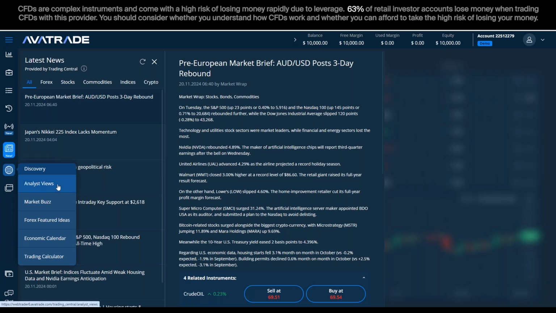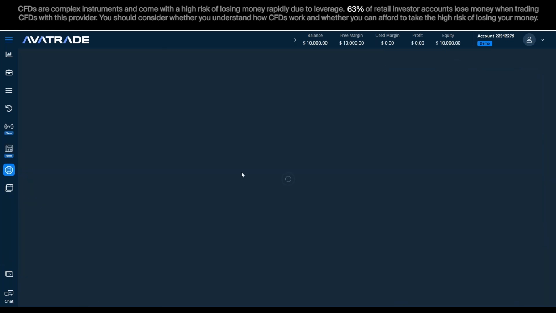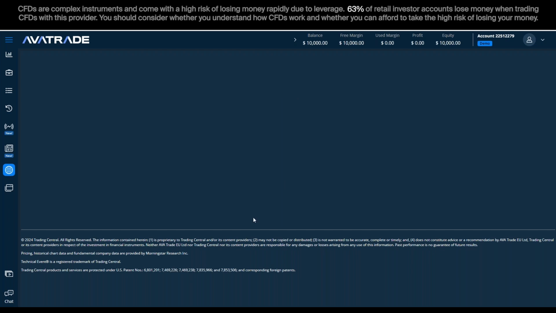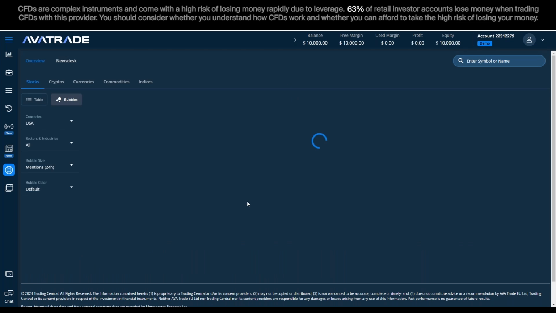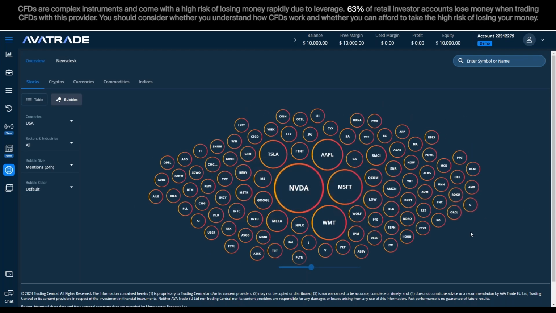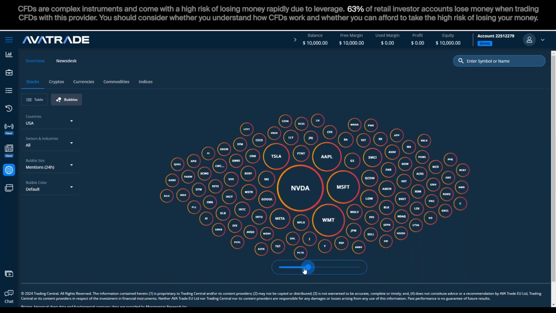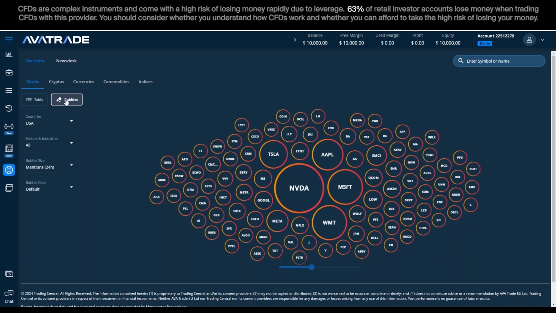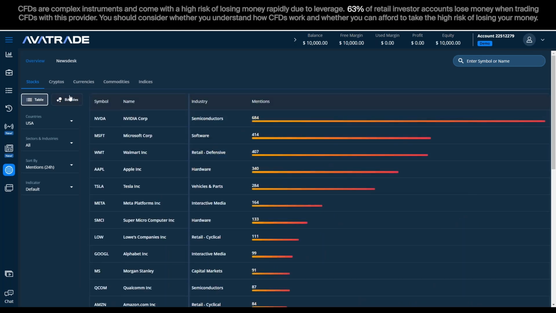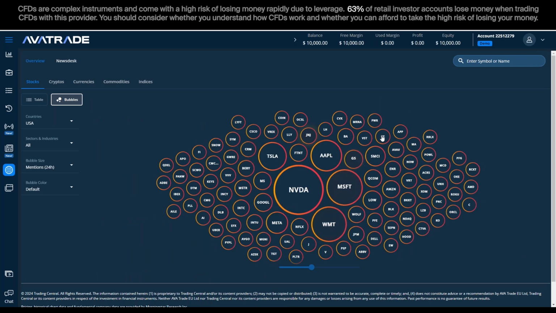In here in discovery, we have analysis views, we have market buzz. Okay, so this is something worth mentioning. Just a second. Okay, as we can see, NVIDIA, not surprisingly at all, is right here in the middle with 684 mentions. Now, the way that this is constructed is customizable, and you can choose to change it to your liking. Also, if it's a bubble or a table, whatever you prefer. I like to keep it this way, just a little more comfortable, at least in my opinion.